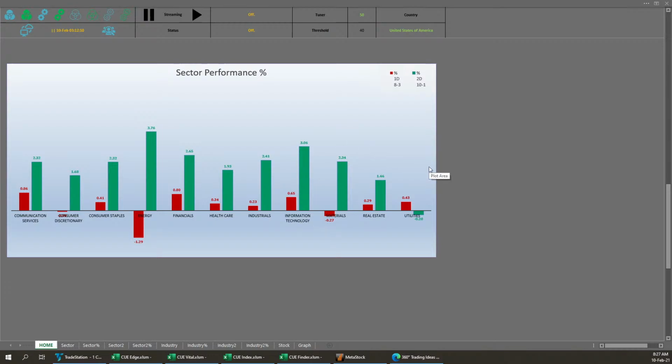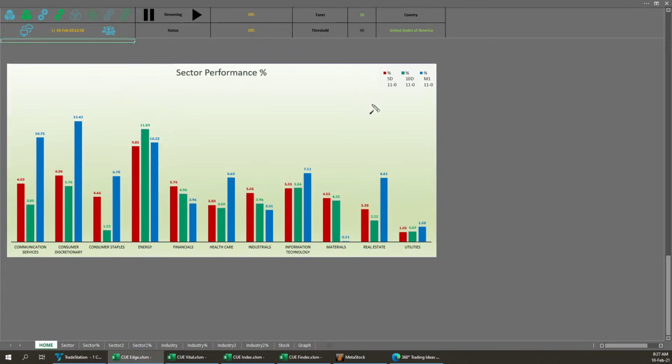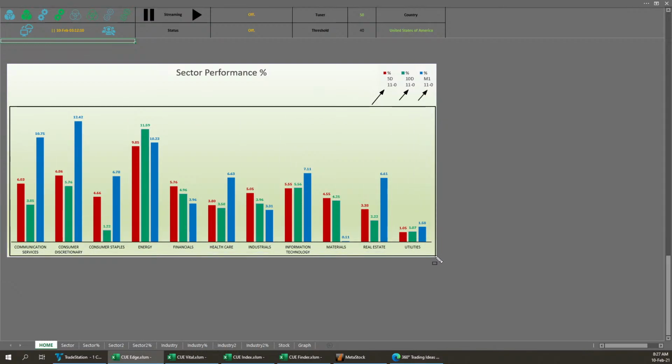And if we look at longer term view, over 5 days everything is bullish now. Over 10 days everything is bullish. Over 1 month everything is bullish. This is as bullish as it gets. Very nice picture.